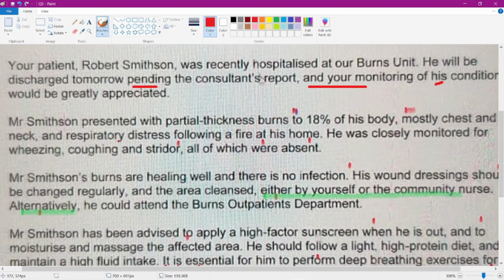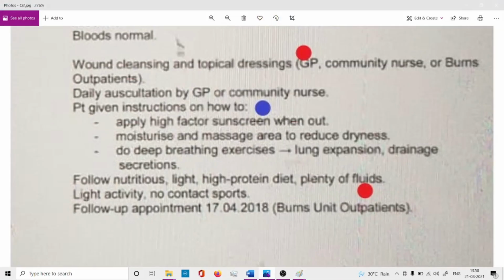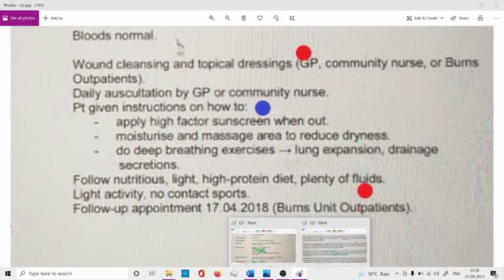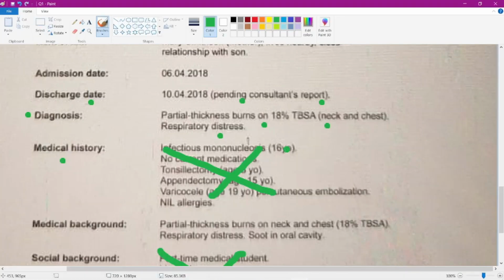And in the second paragraph, they mention why the patient has been admitted. Presented with partial thickness burns to 18% of his body. See, on 18%, they changed to of his body.